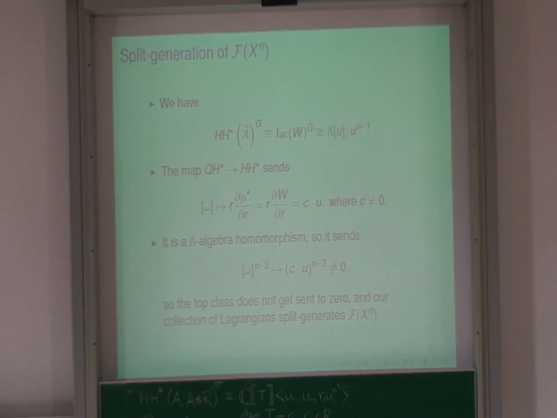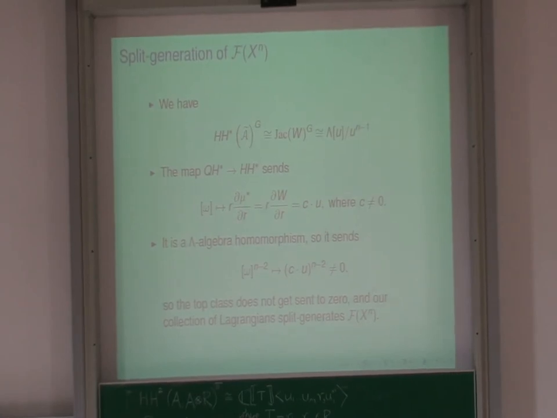Now, one of the most useful properties of this map from quantum cohomology to Hochschild cohomology is that it respects the algebra structure. In particular, we take the top power of the class of the symplectic form, that maps to some multiple of u to the power n minus 2, which does not vanish in this polynomial domain. So indeed, the top power of the symplectic form lies in the top degree in quantum cohomology, and it maps to something non-zero. So we've checked that this generation criterion holds.